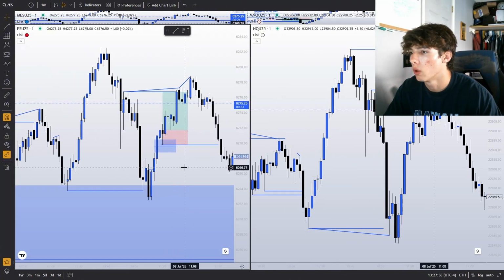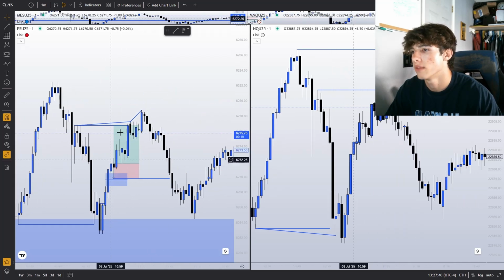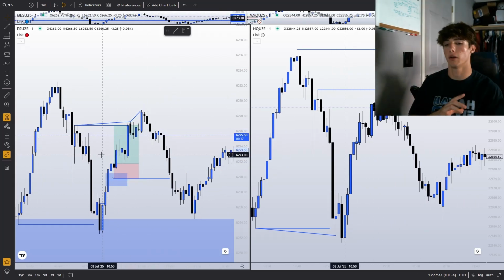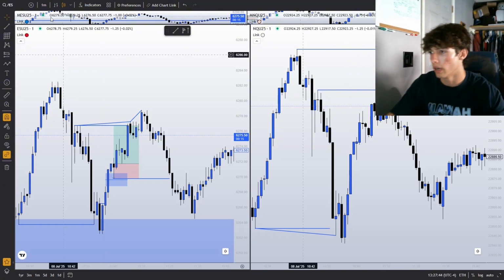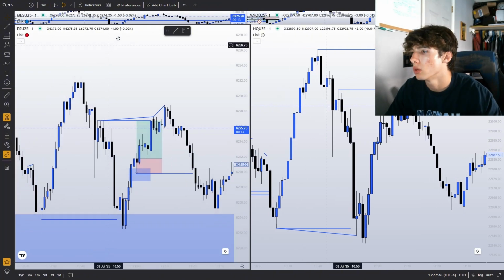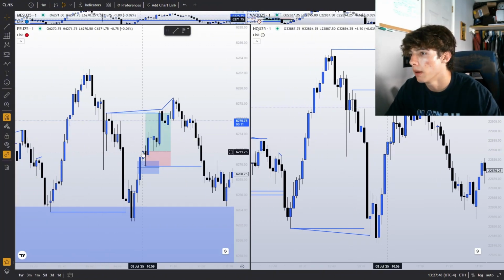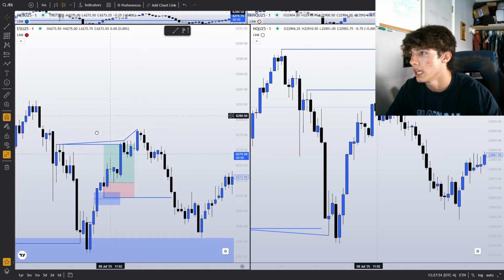So I'm looking for a 1 minute fair value gap so I can take that sniper entry. So if it's a 15-minute model, I'm going to wait for a 15-minute fair value gap to take that sniper entry, right? Now, if it's a 1 minute model, you're most likely not going to be able to take the top of this as your take profit.